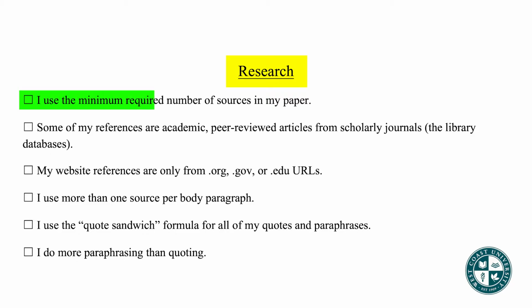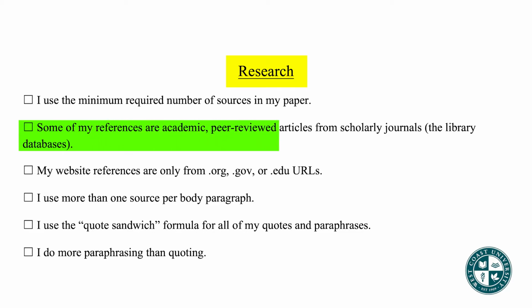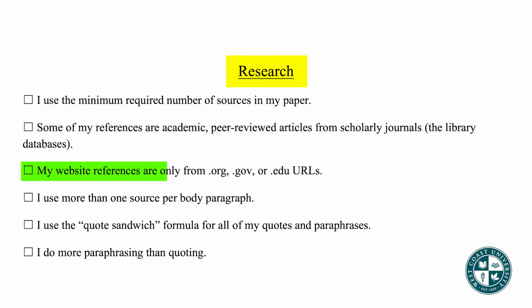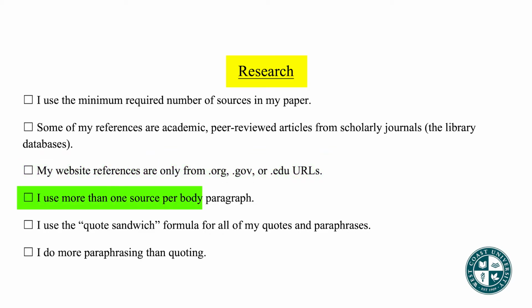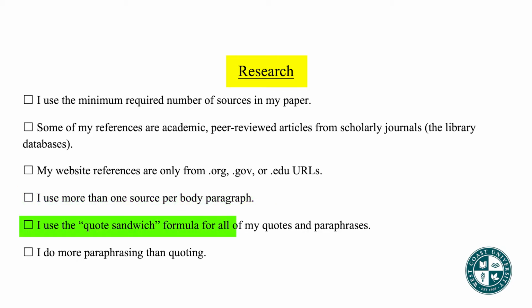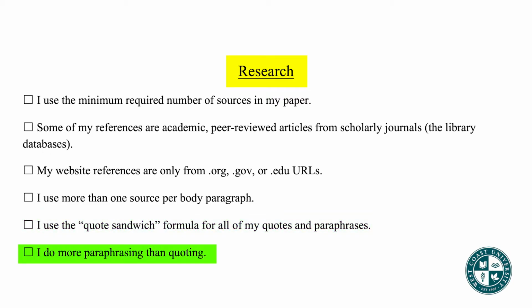I use the minimum required number of sources in my paper. Some of my references are academic, peer-reviewed articles from scholarly journals, i.e. from the library databases. My website references are only from .org, .gov, or .edu URLs. I use more than one source per body paragraph. I use the quote sandwich formula for all of my quotes and paraphrases. And I do more paraphrasing than quoting.